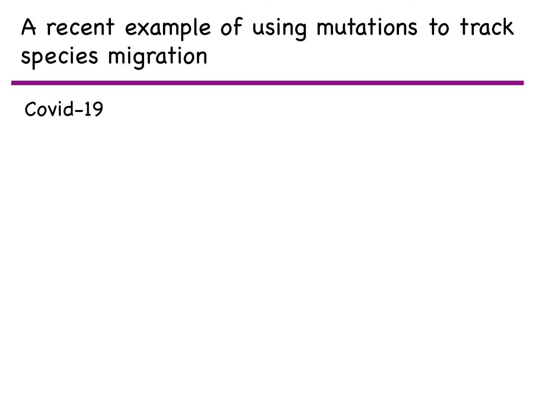So I'll finish this lecture on a topic that's related to the very first slide and the very beginning of this lecture, and it's going to be regarding a recent example of using mutations to track species migration, and the specific example is COVID-19. So just a little bit of background information about COVID-19.